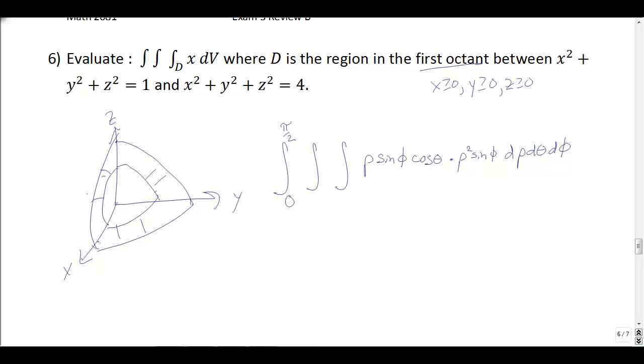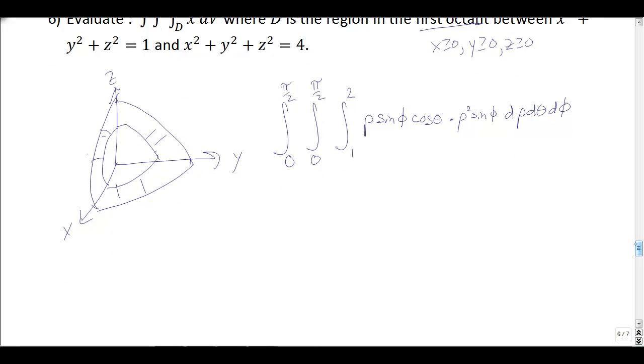Theta, in the xy plane, we start at theta equals 0, and we're going to sweep out until we get over here to the positive y-axis, which is theta equals pi over 2. So both theta and phi go from 0 to pi over 2. And then rho is going to go from the inside sphere, which is radius 1, to the outside sphere, which is radius 2. So there's our setup. Now we just need to evaluate this.